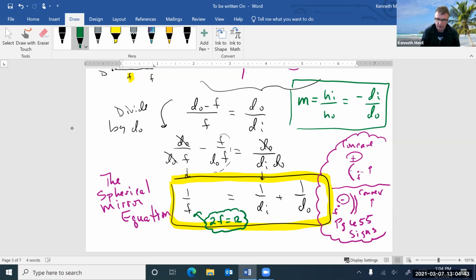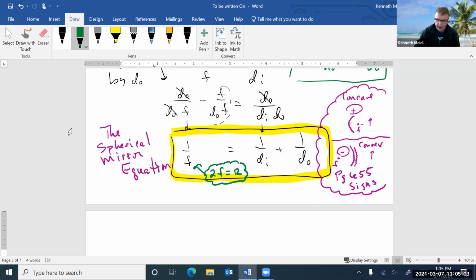We also have this idea of magnification. How big is the image compared to the object? And so we have the magnification there, and the mirrors, we can see from the ray diagrams, can make something bigger or smaller. So that will always be part of the description for the image as well.